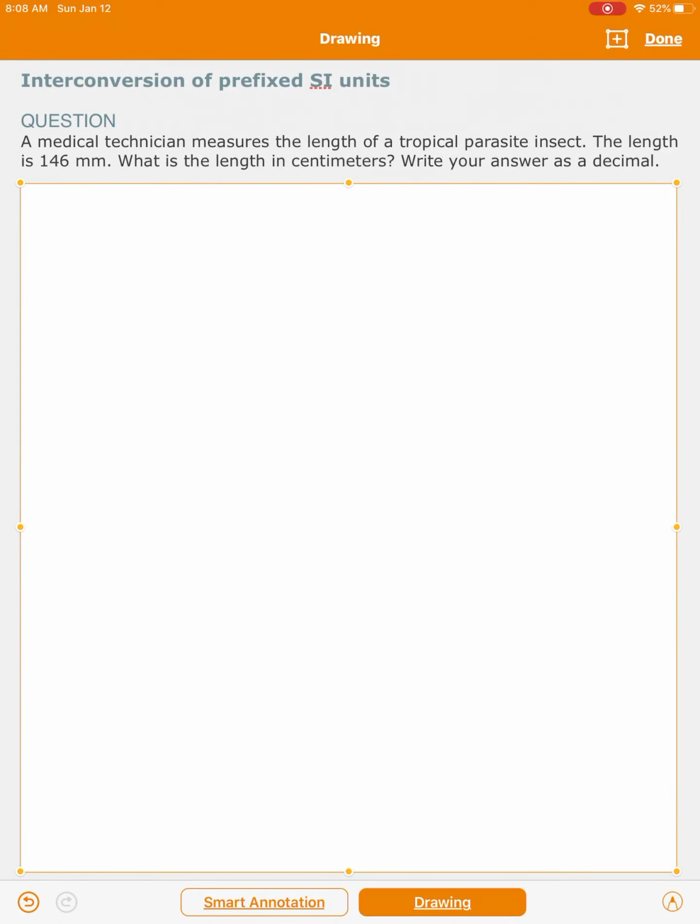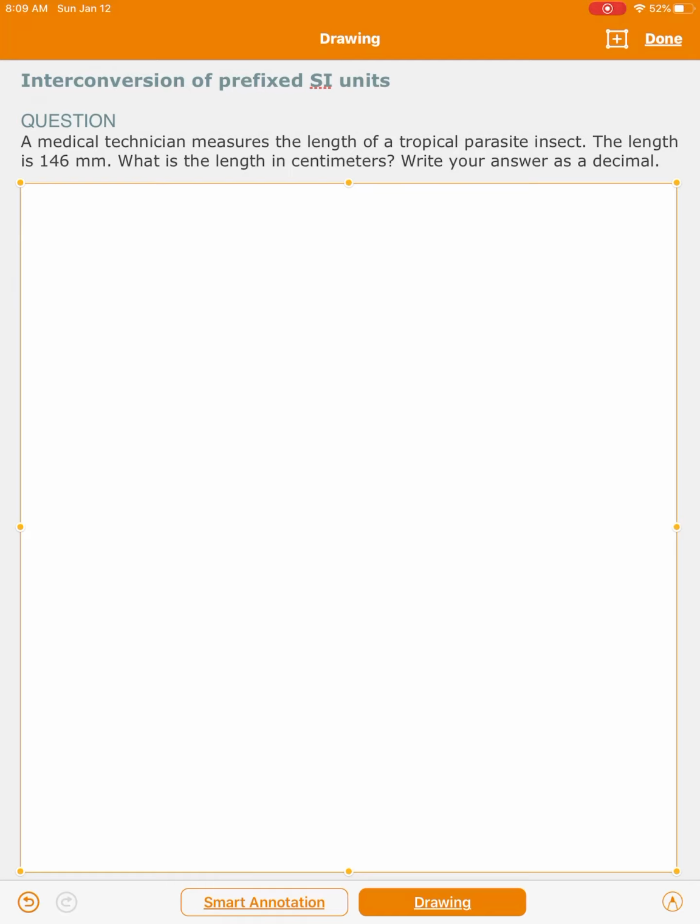Okay, so this is an ALEKS problem about interconversion of prefixed SI units. Remember, SI stands for System International, or International System. Powers of 10, we often refer to it as the metric system.